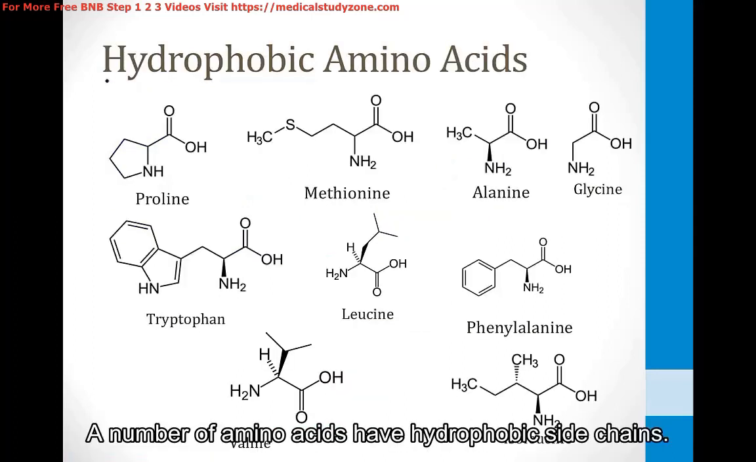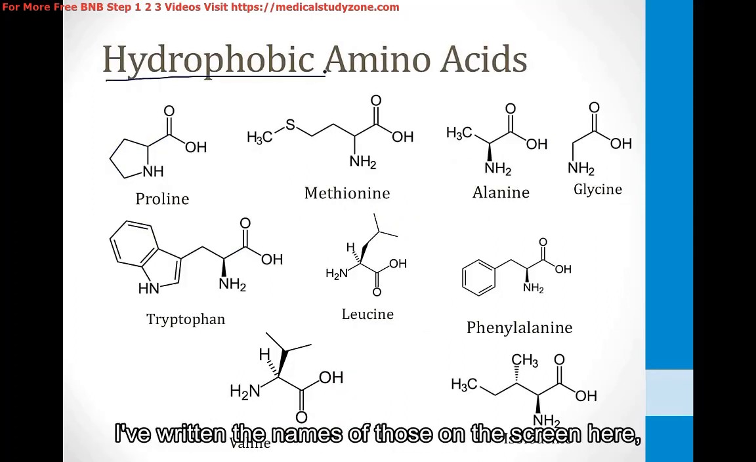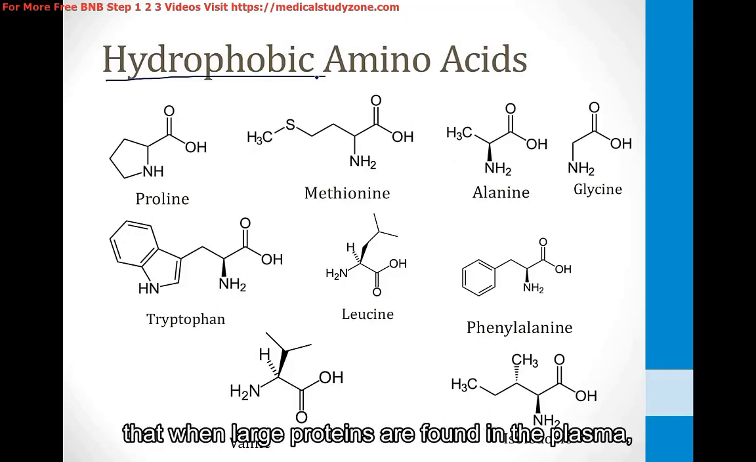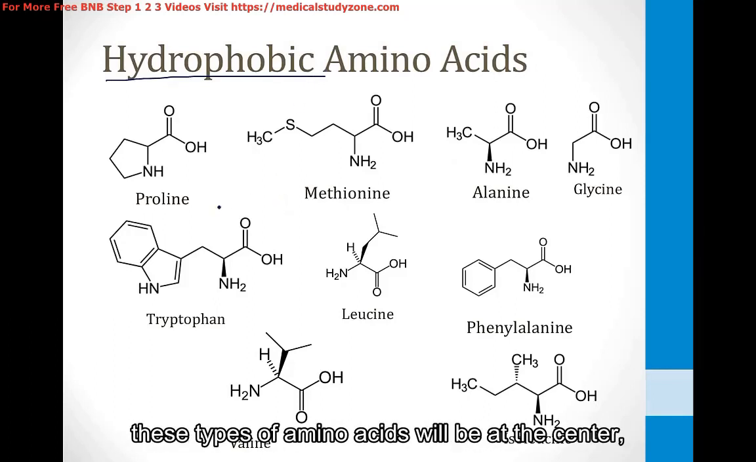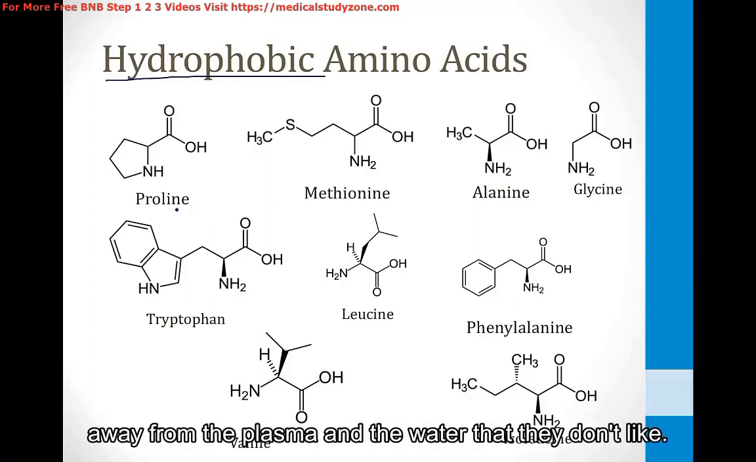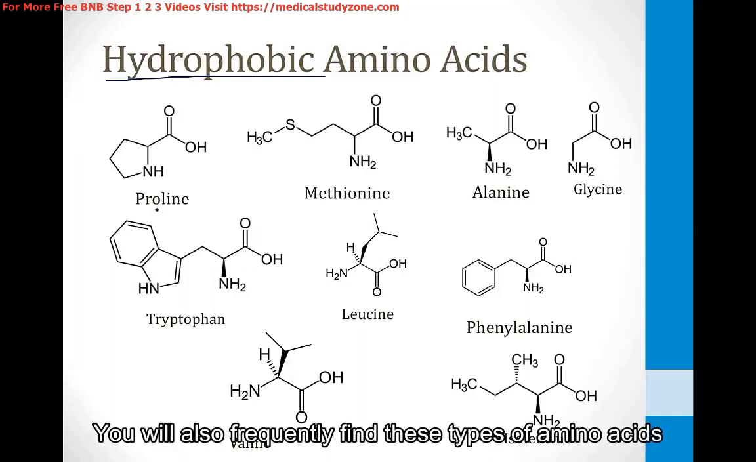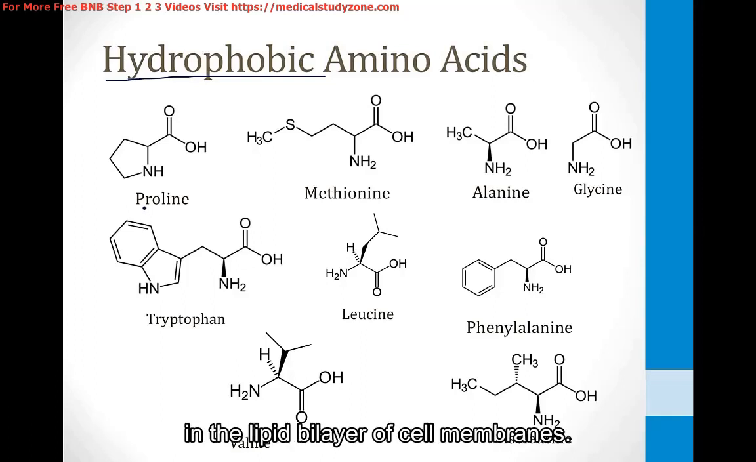A number of amino acids have hydrophobic side chains. I've written the names of those on the screen here and also shown their chemical structures. It's very low yield to memorize all of these, but you should recognize that when large proteins are found in the plasma, these types of amino acids will be at the center, away from the plasma and the water that they don't like, and the hydrophilic amino acids will be on the outside coming into contact with water. You will also frequently find these types of amino acids in the lipid bilayer of cell membranes.